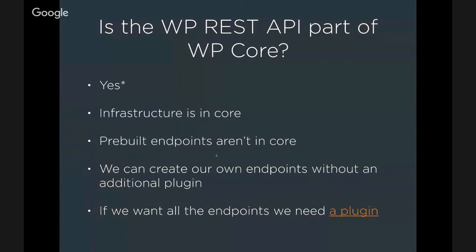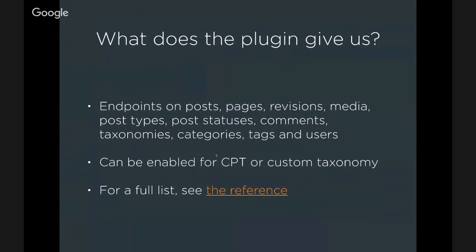So the infrastructure for everything is built into core. You can start using it today to create your own endpoints, and that's what we've been doing a lot of in production. But if you want all the various endpoints with the more RESTful structure, where you can get posts or post to update posts and stuff like that, you need the plugin. So like we just saw, what does the plugin give us? It gives us endpoints for posts, pages, revisions, media, post types, everything listed here.